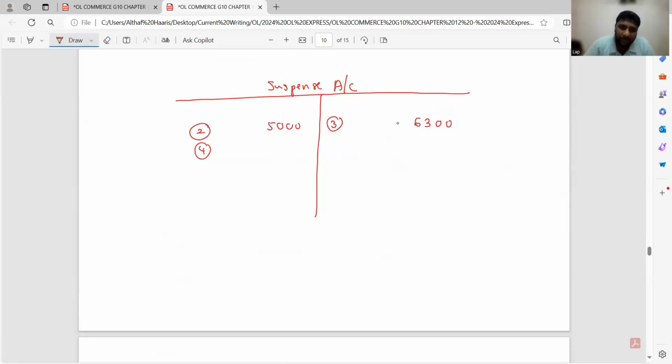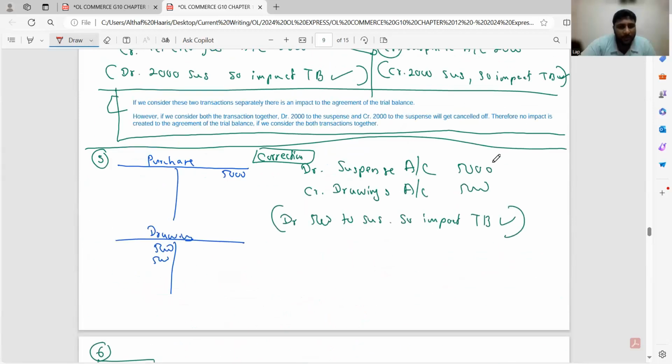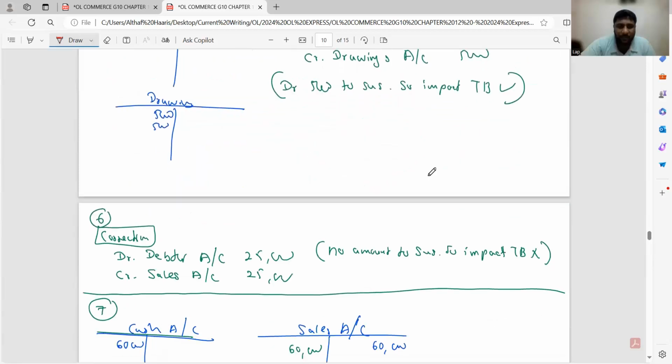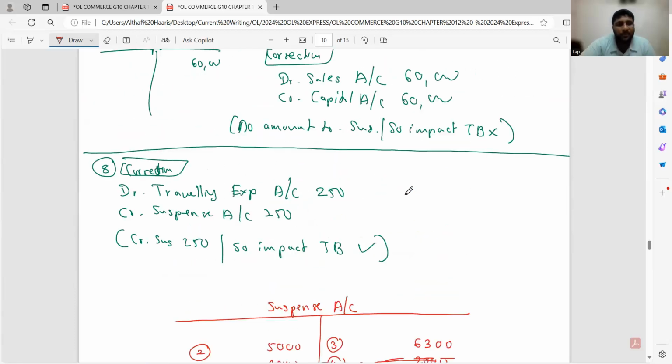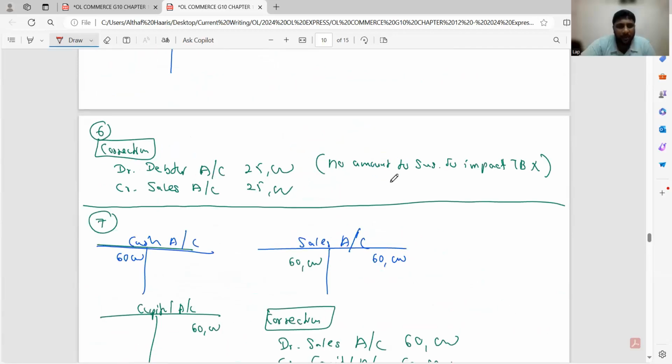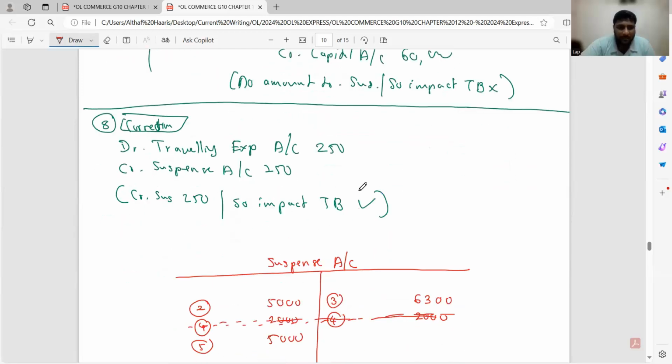Fourth one, 2,000 debit, 2,000 credit. So no point of writing it. You can simply cut it off. No point of writing it also. Just write and cut it off with the pencil. Then you will know. Fifth one, suspense debit 5,000. Sixth one, no impact. Seventh one, no impact. Eighth one, suspense credit 250.